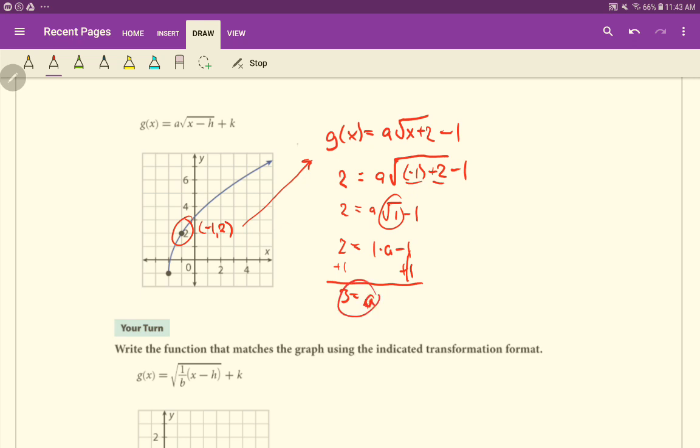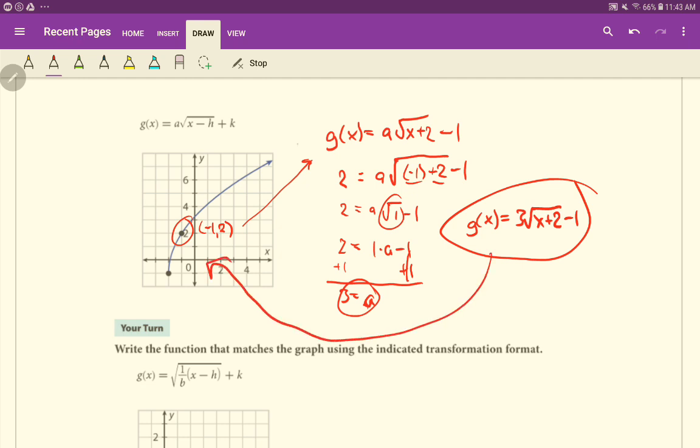And so there's our a value, and so we can finally write our answer: g of x equals 3 times the square root of x plus 2, minus 1. And there's our answer. That's the equation for this graph right here. All right, let's try another one.